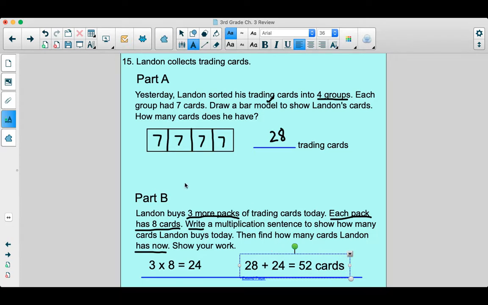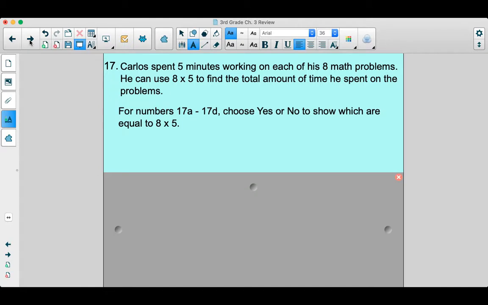All right, let's check out what's coming next. Number 17, we're still on page 135. Carlos spent 5 minutes working on each of his eight math problems. Okay, so 5 minutes per problem, and he had eight problems. He can use 8 times 5 to find the total amount of time he spent on the problems. For number 17A through 17D, choose yes or no to show which are equal to 8 times 5.